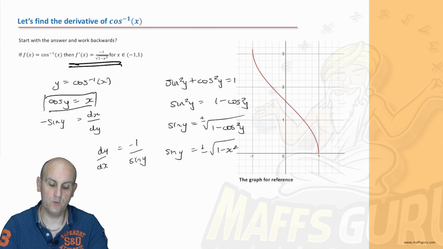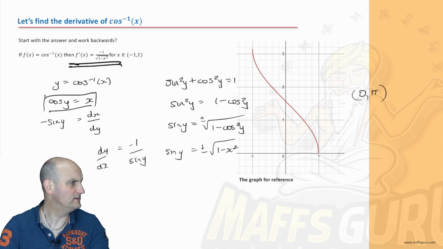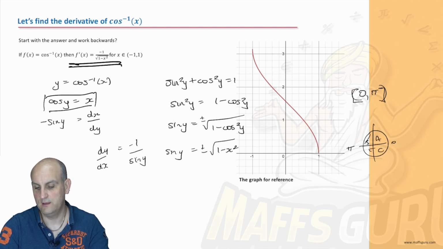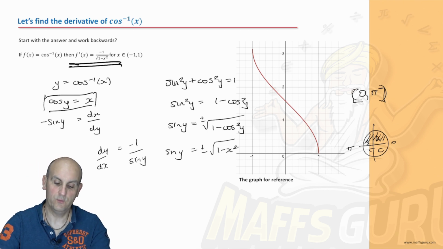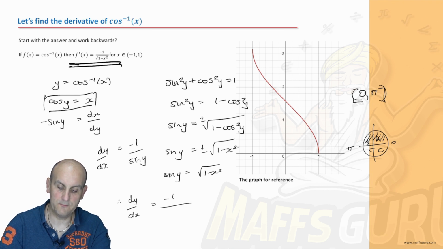Well, again, what do we know about our domain? It goes between 0 and pi. Let me just check that. Yep, 0 and pi inclusive. Let's make sure it's inclusive. And so what do we notice? Well, when I have my all stations to Canberra between 0 and pi, my sine values are all positive. So because sine y is always positive, we're going to choose the fact that sine y therefore is equal to the square root of 1 minus x squared. And so therefore, dy by dx is minus 1 on the square root of 1 minus x squared.